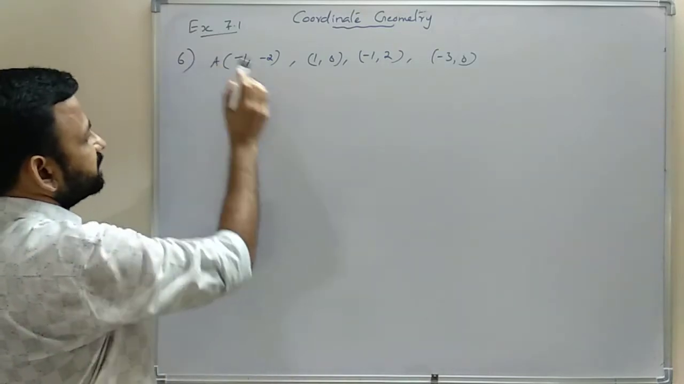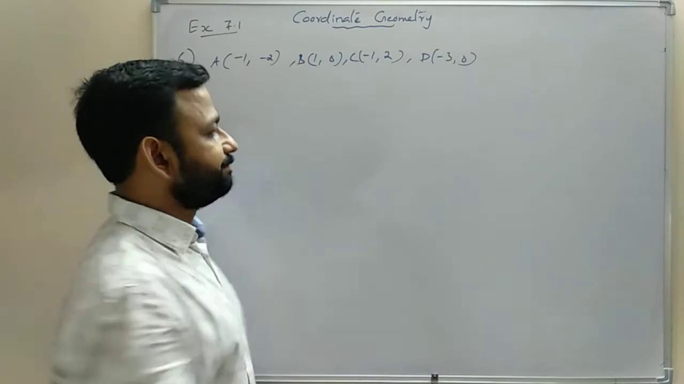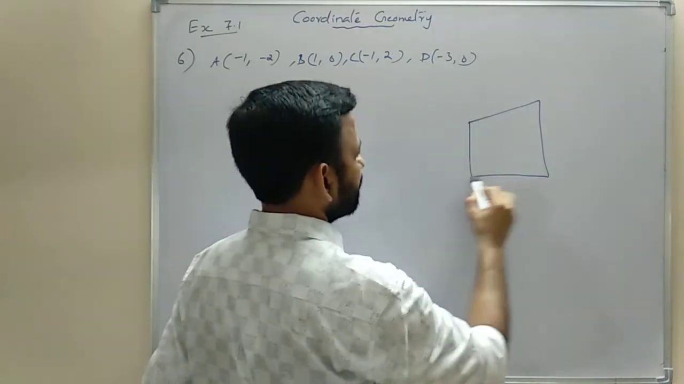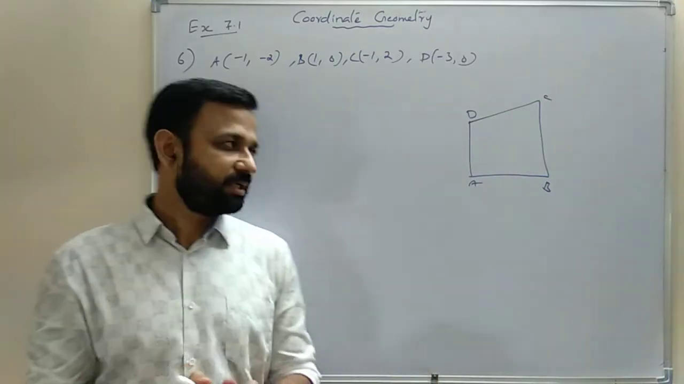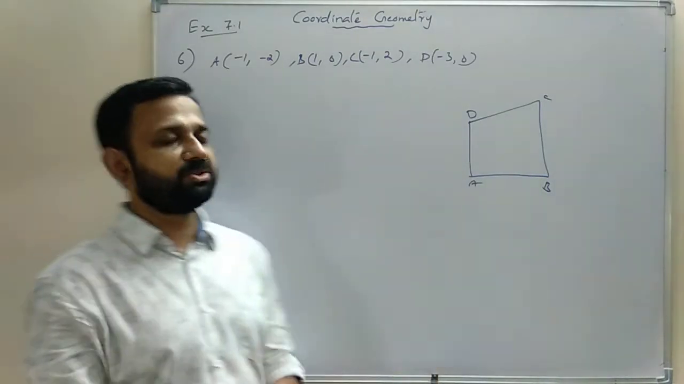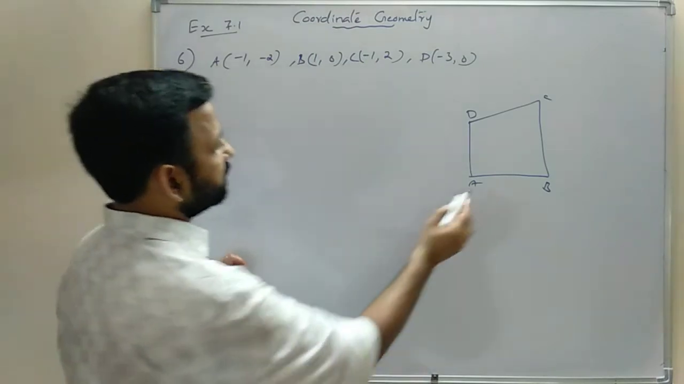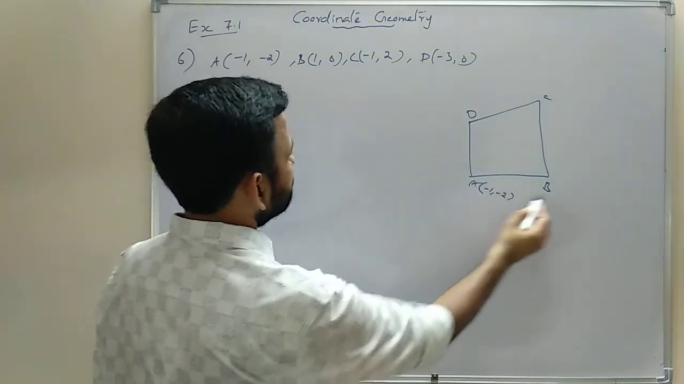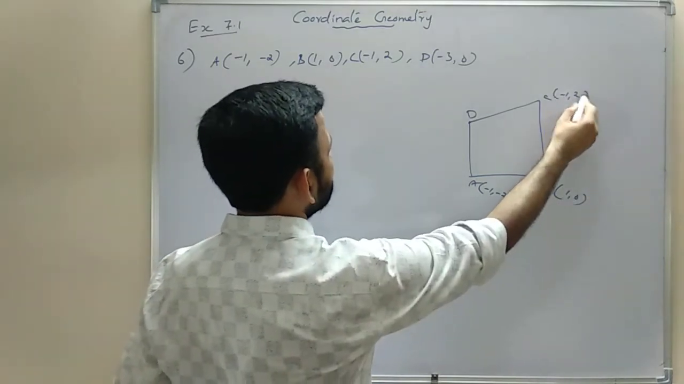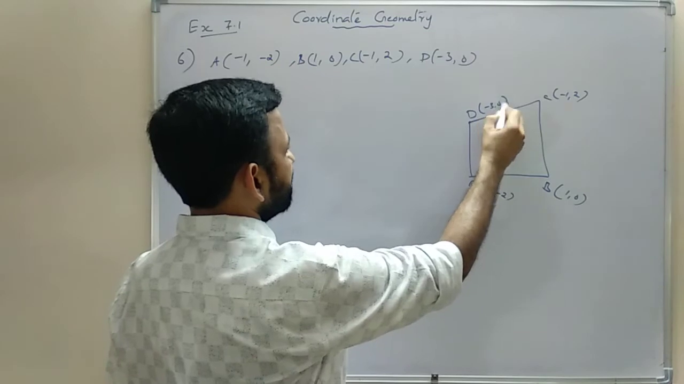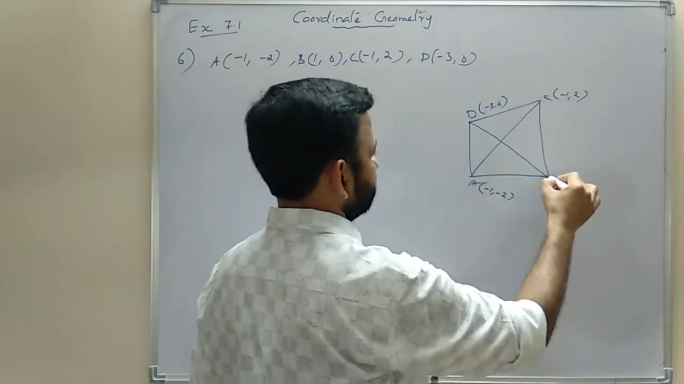So we can take the vertices A, B, C and D. So here this question is very lengthy. So I will explain how to do that question. Then you have to do it by yourself. Here we will write all the vertices: A (minus 1, minus 2), B (1 comma 0), C (minus 1 comma 2) and D (minus 3 comma 0). Then we will join AC and BD.